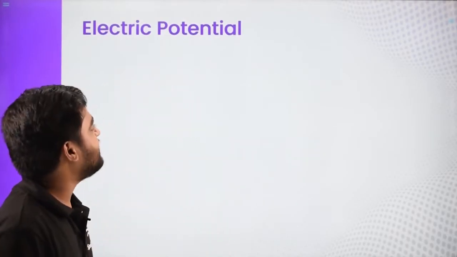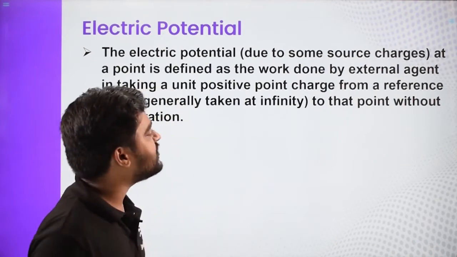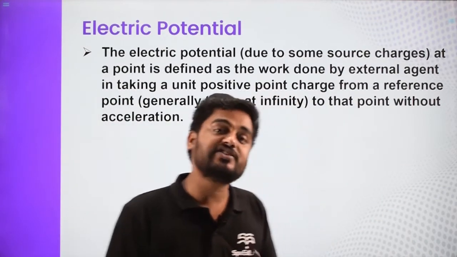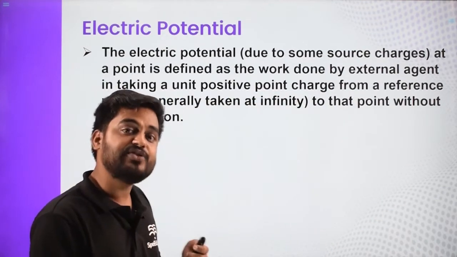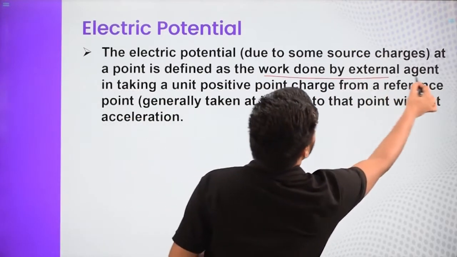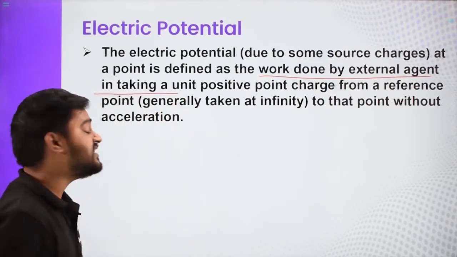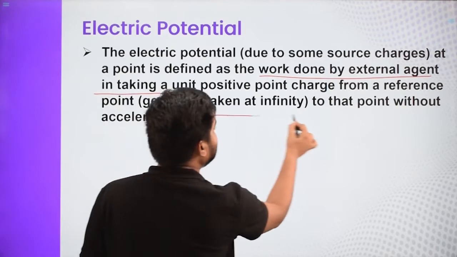Let us discuss electric potential. So what is electric potential? Electric potential due to some source of charge, there has to be a charge which is producing electric potential, is defined as the work done by an external agent in taking the unit positive charge from a reference point. This reference point is generally taken as infinity.